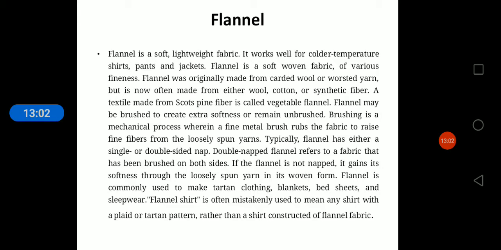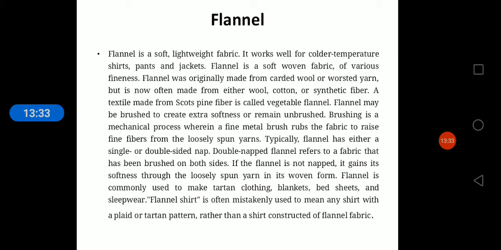Flannel is a soft woven fabric of various fineness. Flannel was originally made from carded wool or worsted yarn, but is now often made from either wool, cotton, or synthetic fiber. A textile made from Scots pine fiber is called vegetable flannel. Flannel may be brushed to create extra softness or remain unbrushed. Brushing is a mechanical process wherein a fine metal brush rubs the fabric to raise fine fibers from loosely spun yarns.